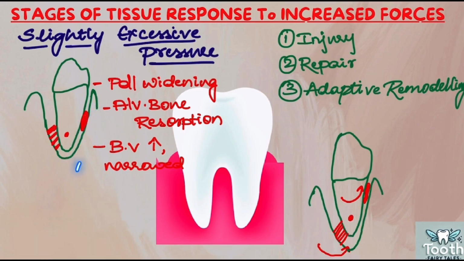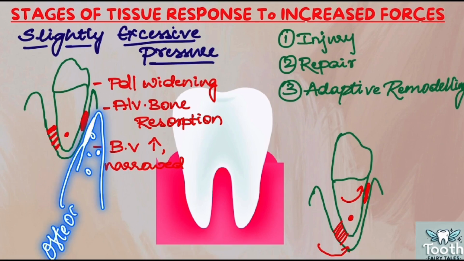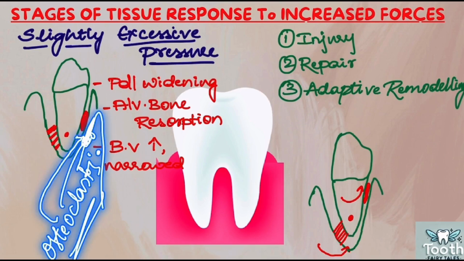In order to avoid these micro cracks and micro fractures, what the body does is activate the osteoclasts in this area. These osteoclasts go and start the resorption of the alveolar bone. So in the area where there is a slight excessive pressure, alveolar bone resorption is started.